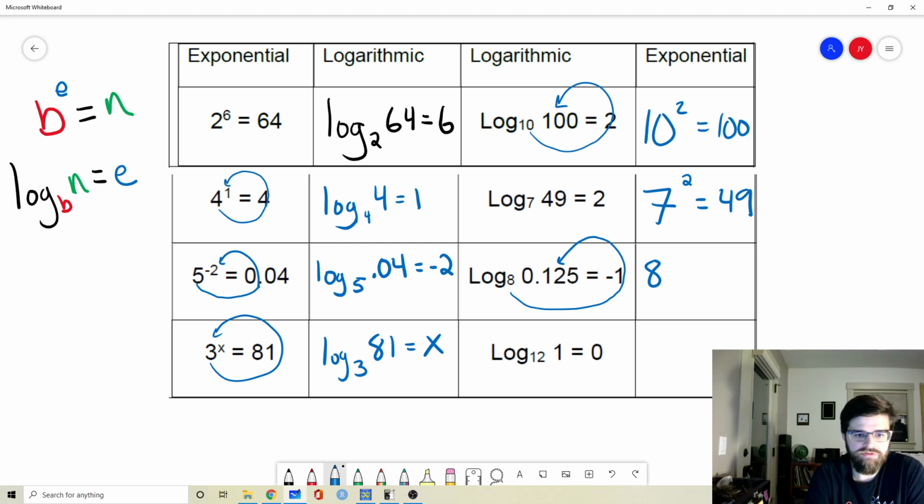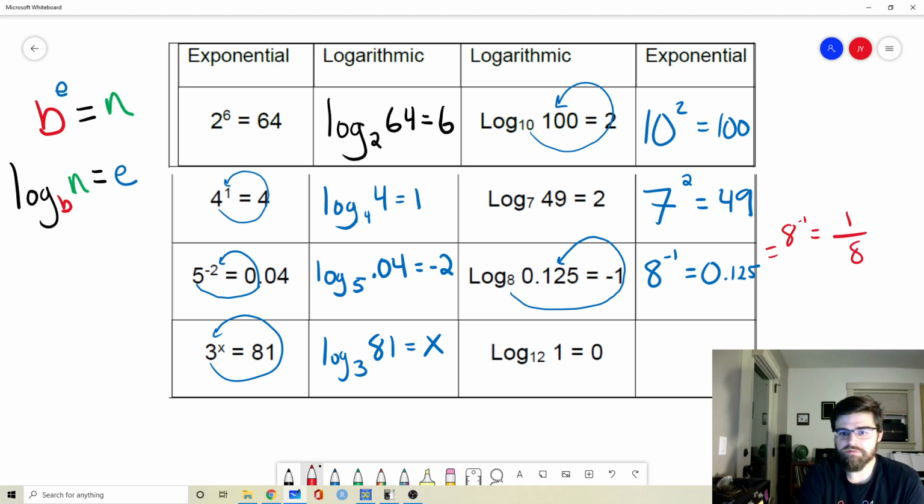8 to the -1 power is 0.125. Remember a negative exponent? Sorry, a little tangent here. 8 to the -1 is equal to 1 over 8. Remember, a negative exponent will take that base and drop it to the denominator and then make the exponent positive. So 1/8 is 0.125. And finally, 12 to the 0th power is equal to 1. Anything to the 0th power is 1.